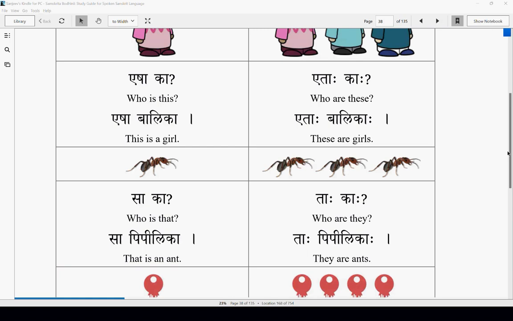Mahodaya, this is not to do with the class, but I'm unable to join the Telegram group. Okay.